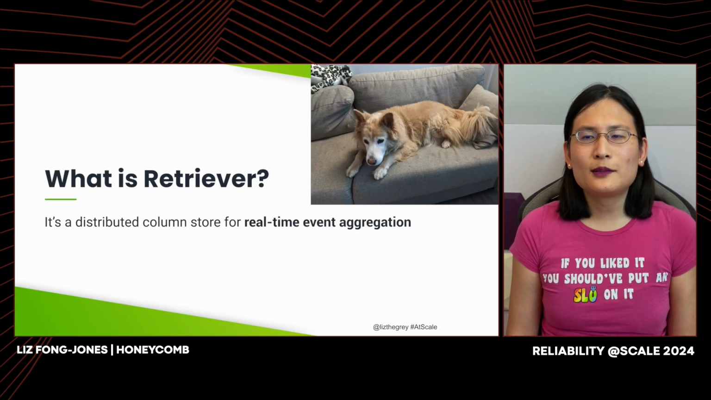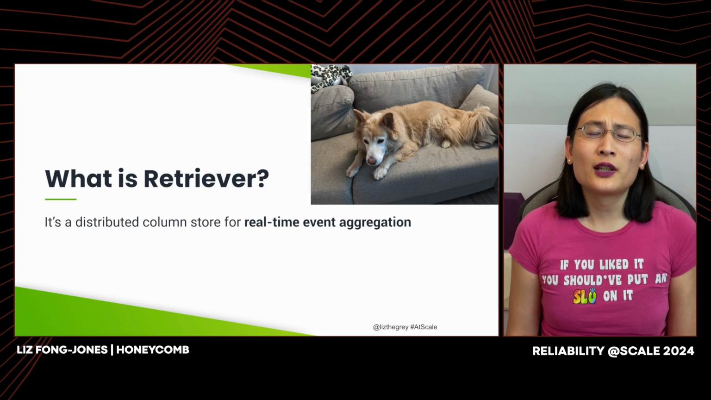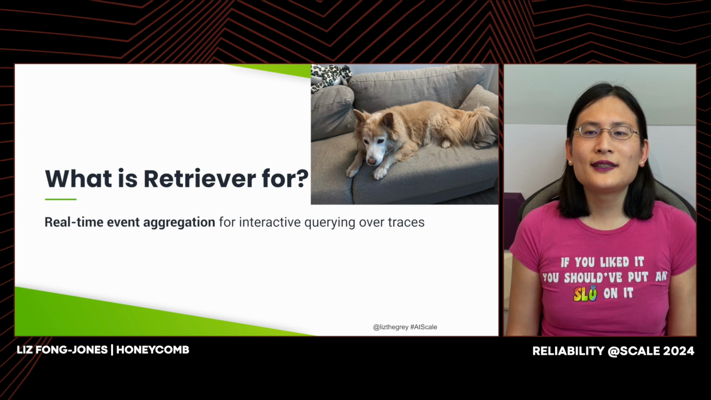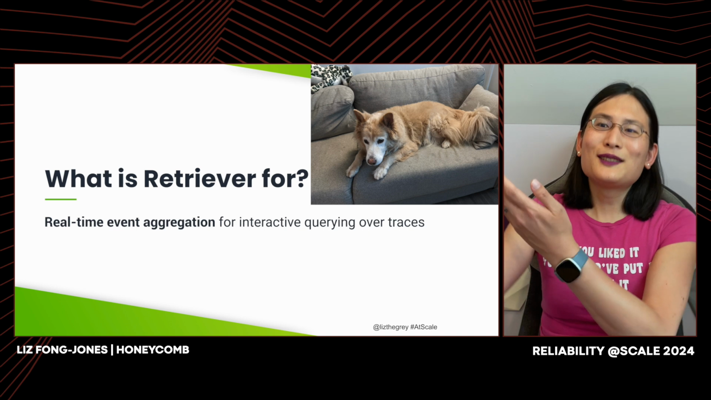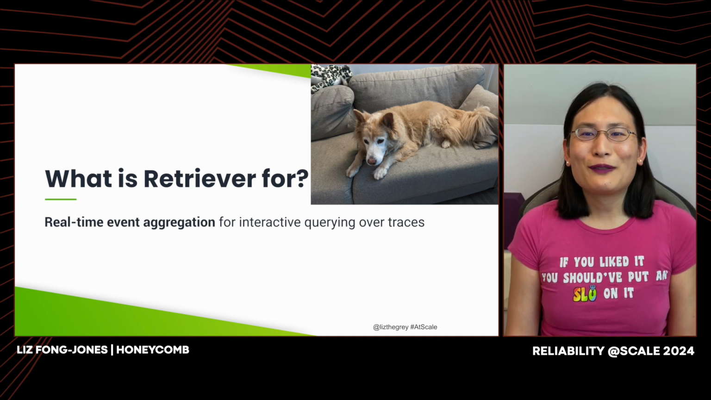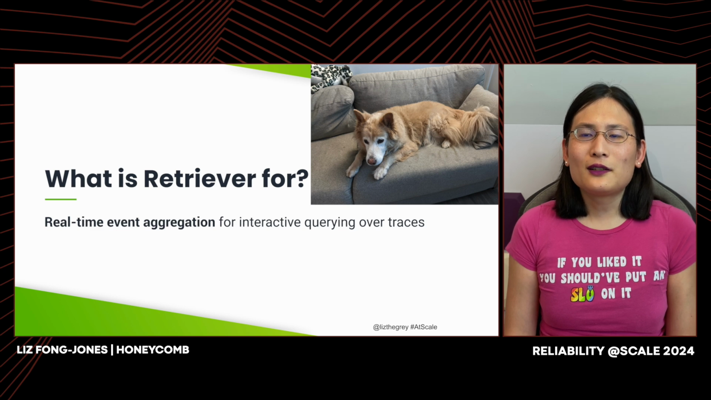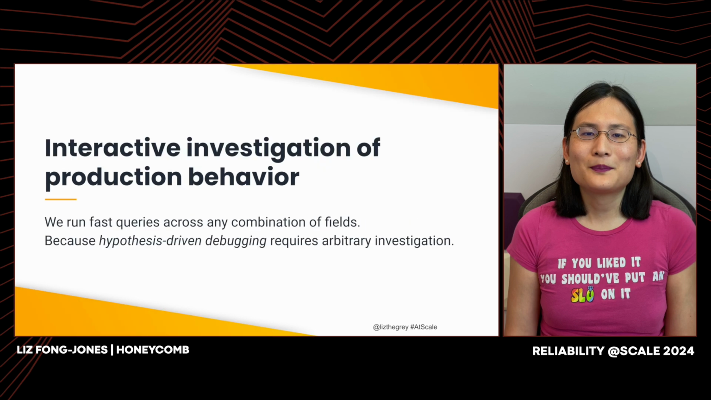So in service of that objective, at Honeycomb, we built Retriever, which is a distributed columnar store for doing real-time event aggregation across traces and log spans. So Retriever, this is, by the way, my golden retriever. So Retriever is a data store that enables that rapid resolution of what people are asking for in real time. So what do we mean by real time?